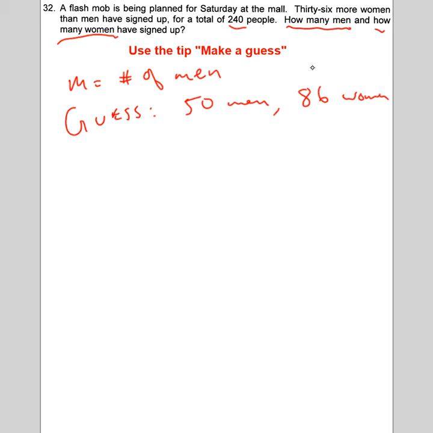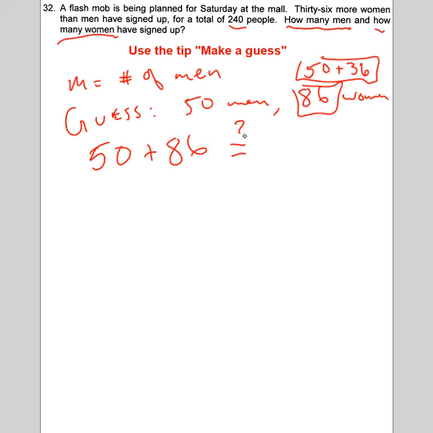So 50 plus 36 became 86, and then we do 50 plus 86, and we see if that's equal to 240, which is our total. And it isn't, but remember, we don't care about that. What we care about is this process we went through in coming up with the guesses.